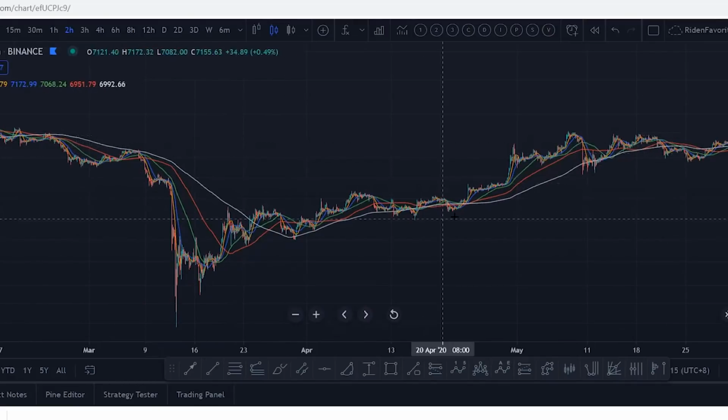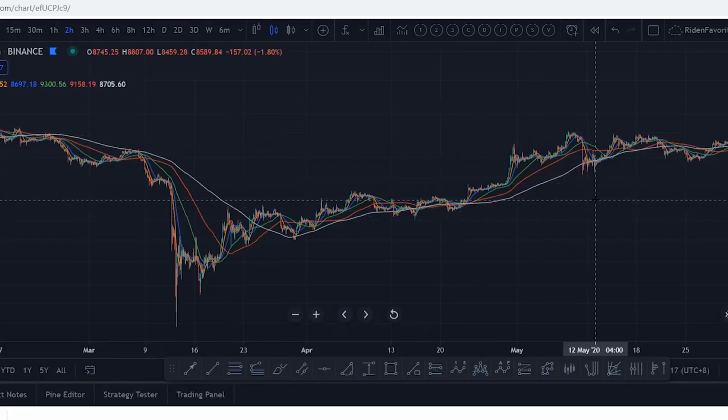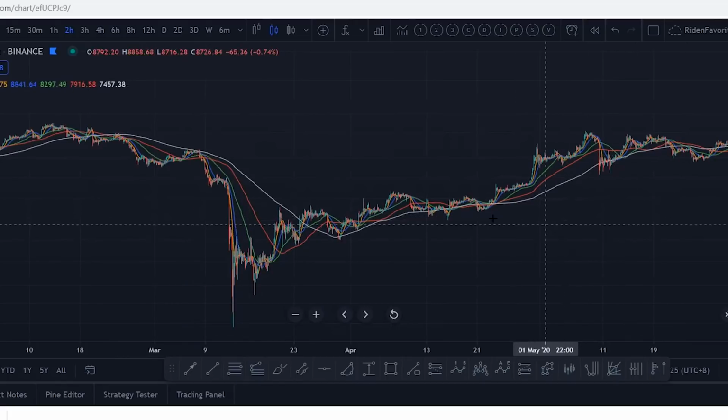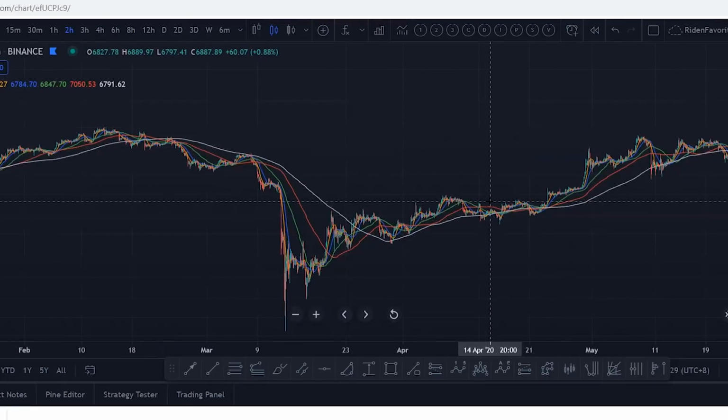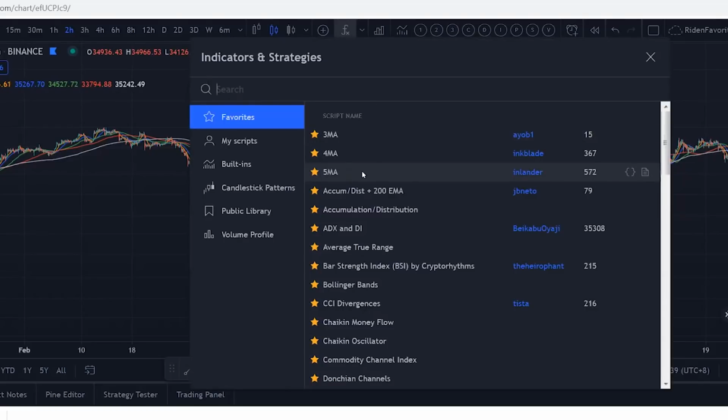So the white line, the MA200, acts as a strong resistance or strong support in the price action. By the way, maybe you can ask, I'm using TradingView. This is a chart tool. I discussed it in my previous video, and you can use the 5MA.